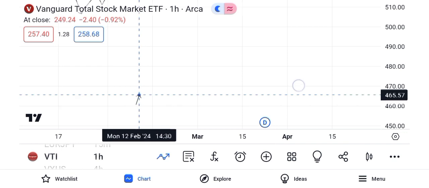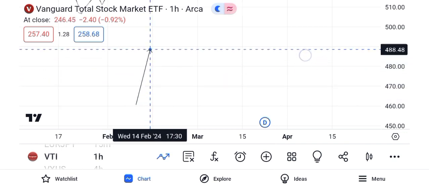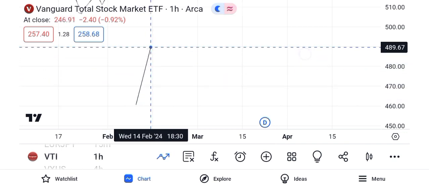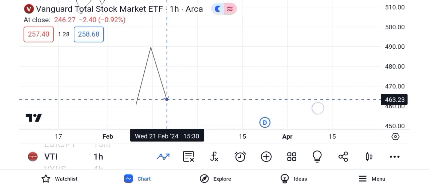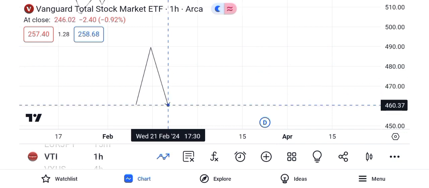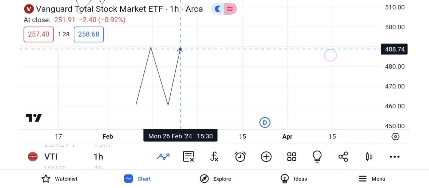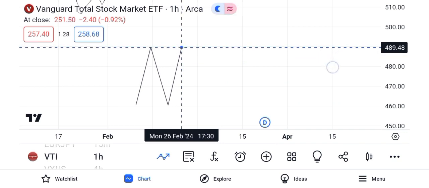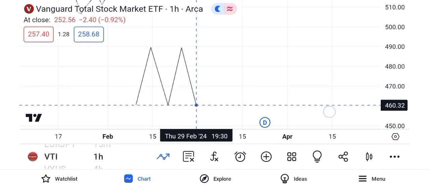So now a ranging market looks like this. So you see the price moving upward to a point here. Then you see it coming down to a point here. Then moving upward again. So this is how a ranging market looks like.